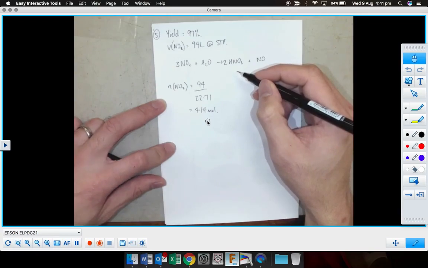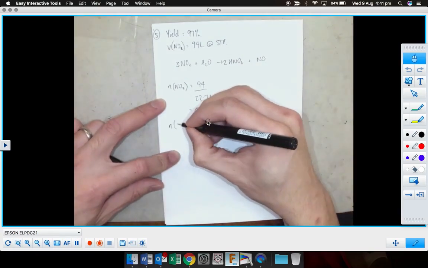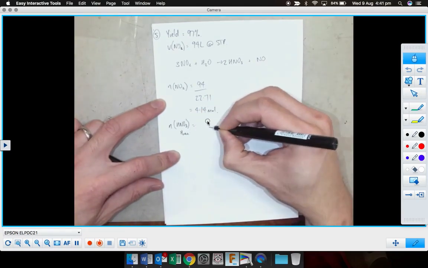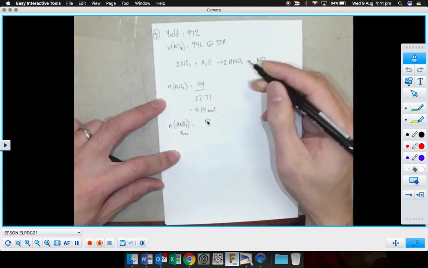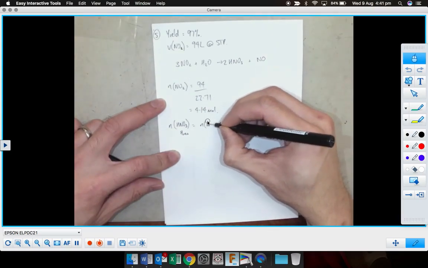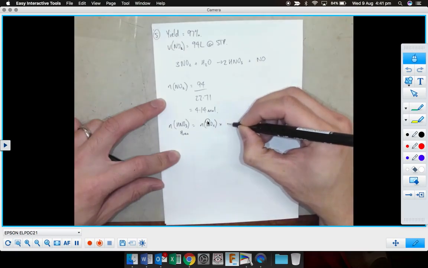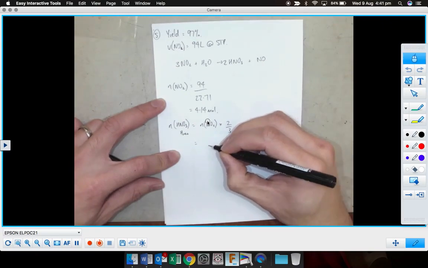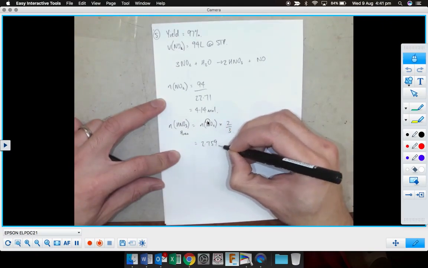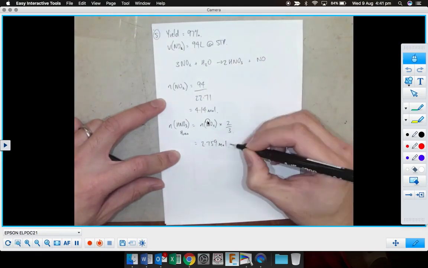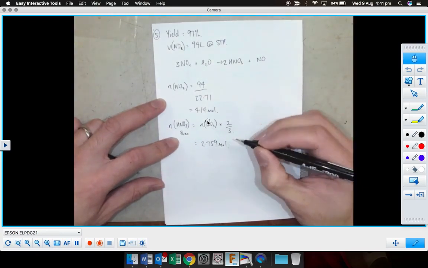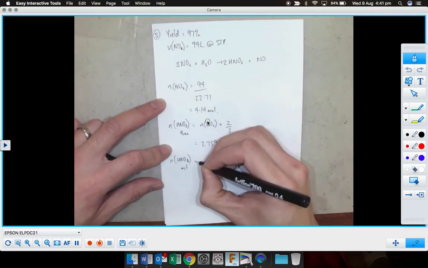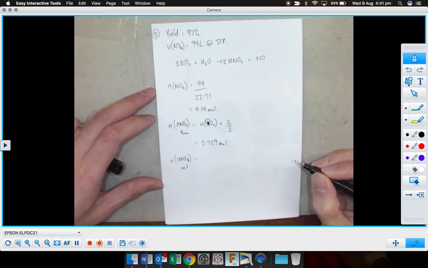Okay, so we can work out the number of moles of HNO3 theoretical, which would be equal to, I balanced the equation already, the number of moles of NO2 times, what's that, 2 on 3, which would be equal to 2.759 moles. Once I've got the number of moles of HNO3 theoretical, I need to work out the number of moles of HNO3 actual, which means I need to rearrange the yield equation.